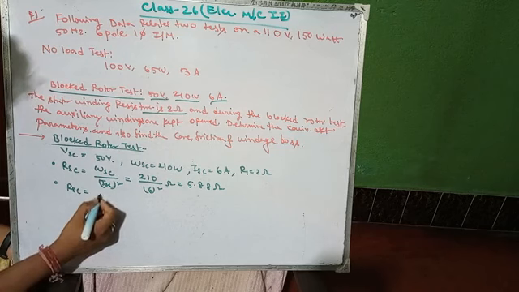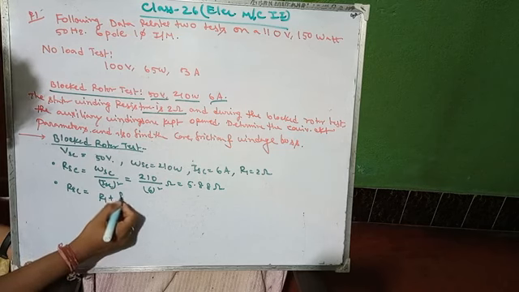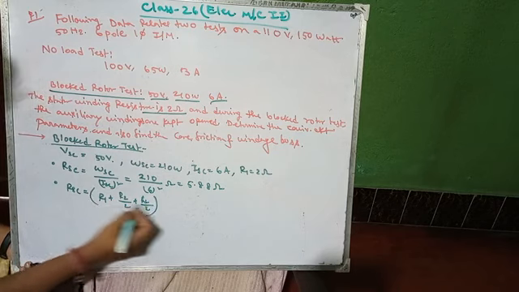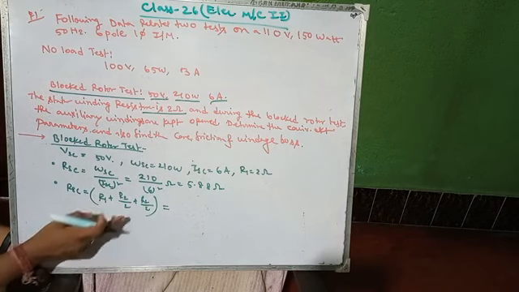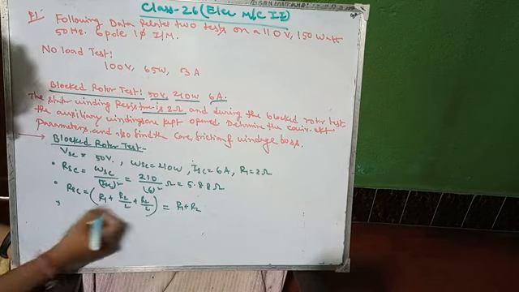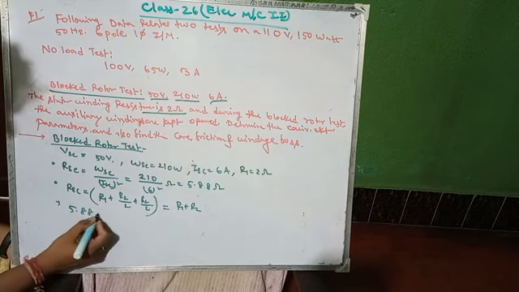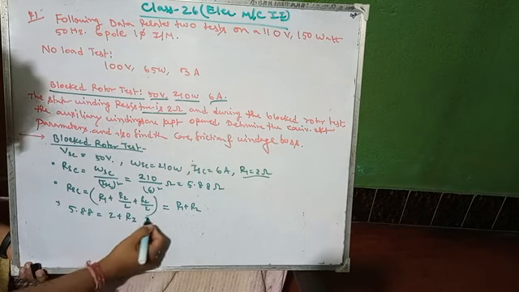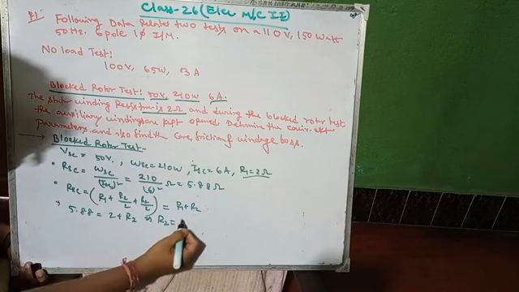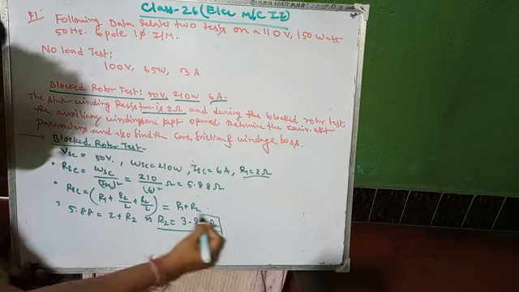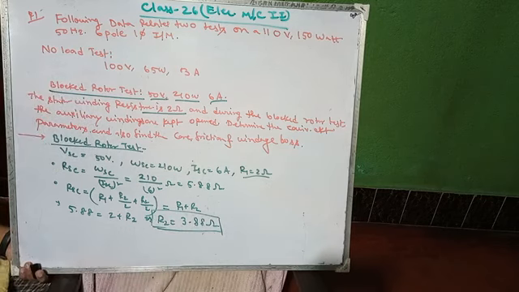So RSC equals 5.88, and from the equivalent circuit during the blocked rotor test, your equivalent resistance equals R1 plus R2 by 2 plus R2 by 2. So RSC equals R1 plus R2, and if we put the RSC value 5.88 and R1 equals 2 ohm, then your R2 will be 3.88 ohm, right? So this is one of the circuit parameters of the single phase induction motor.